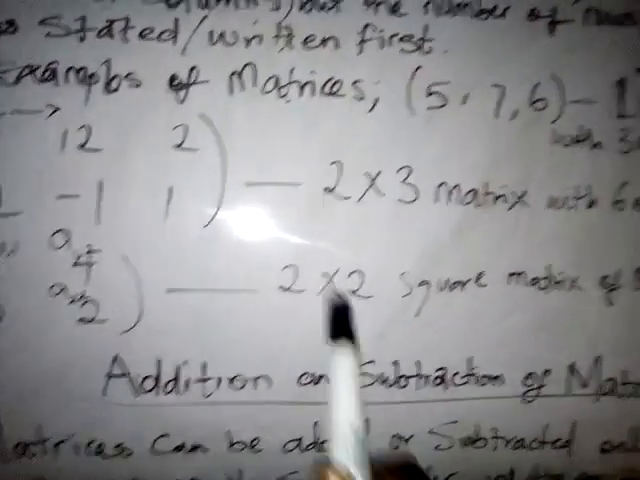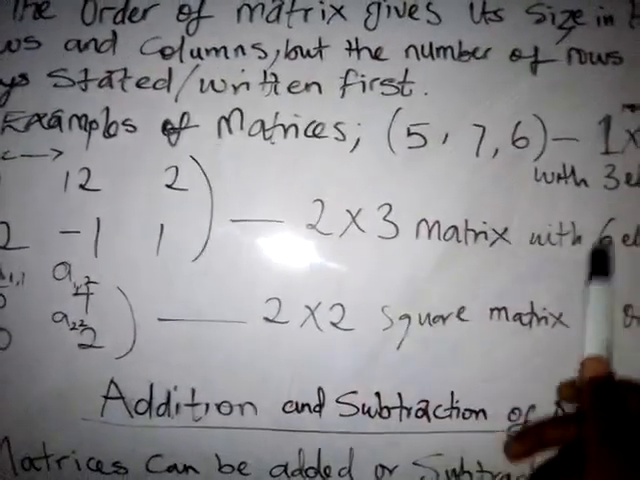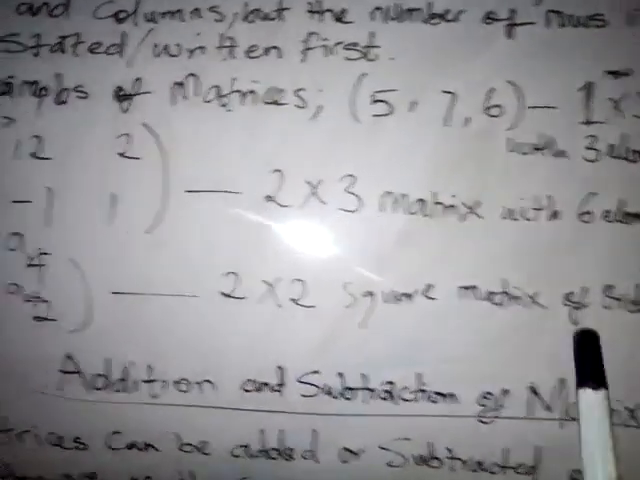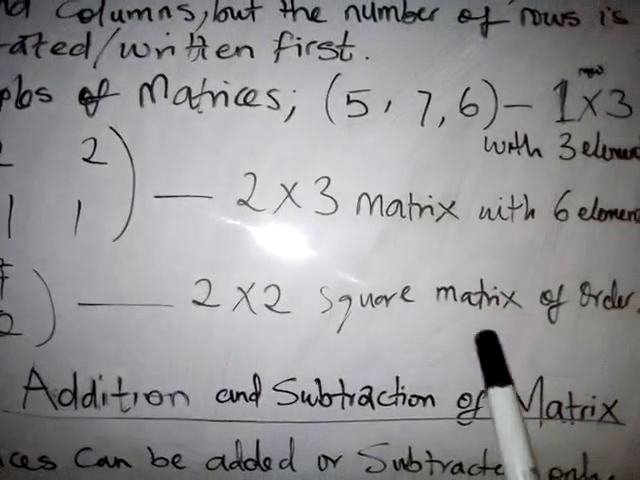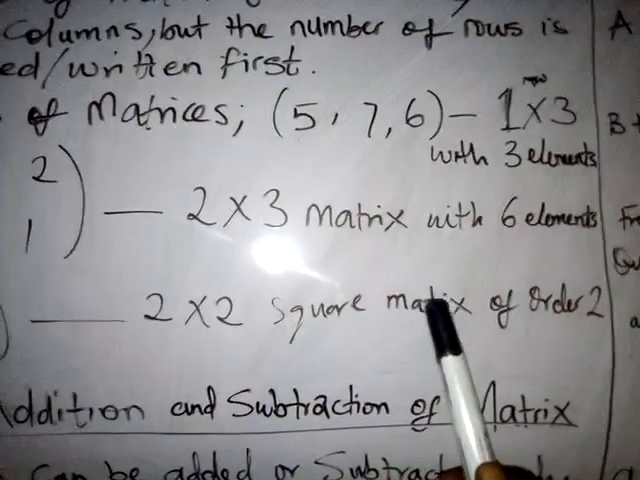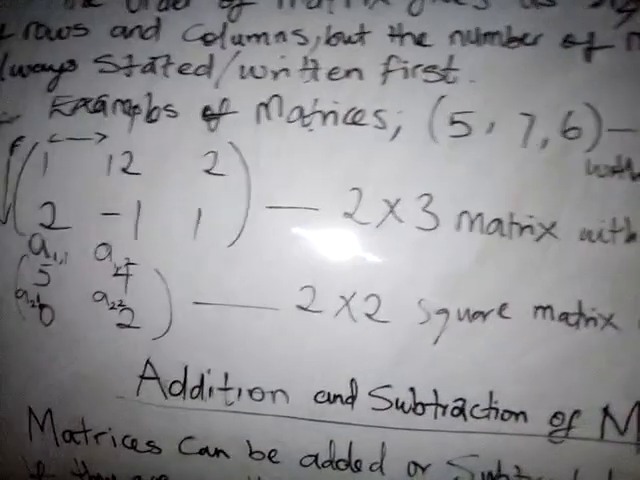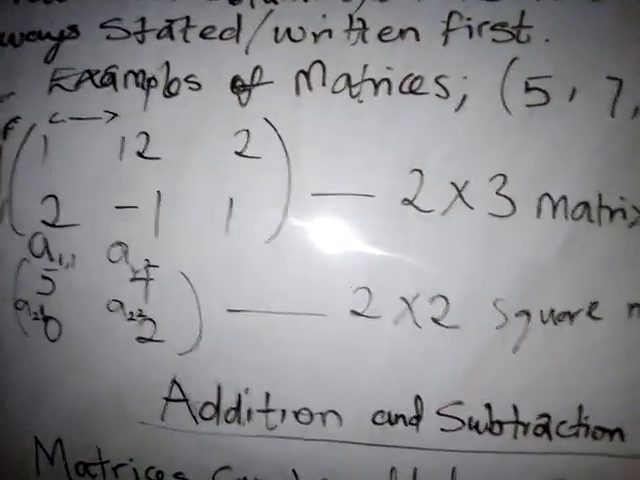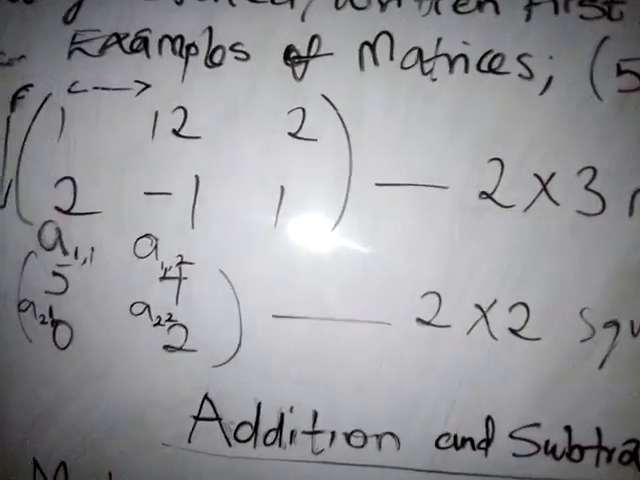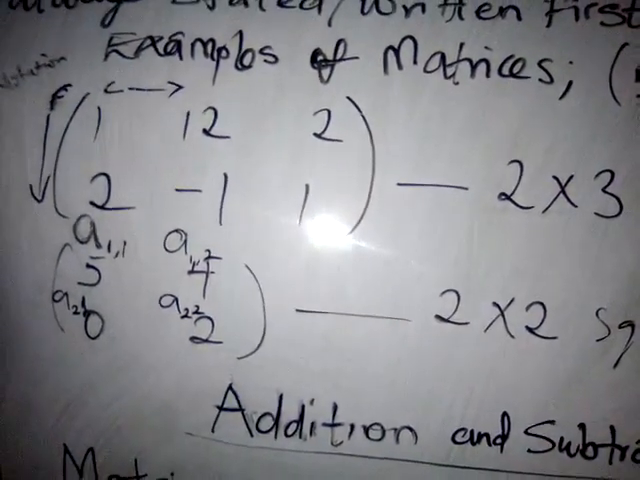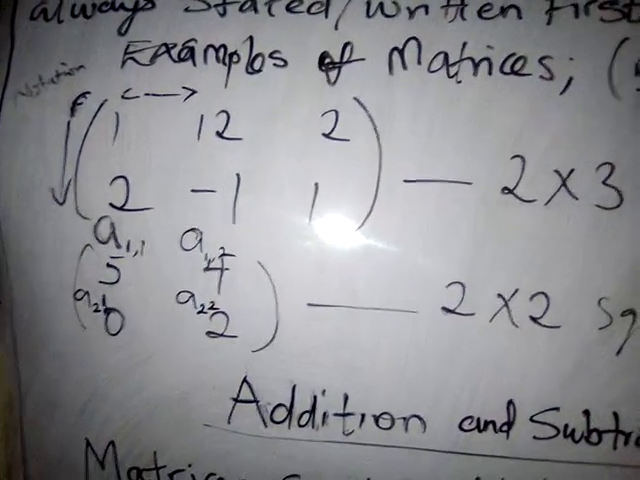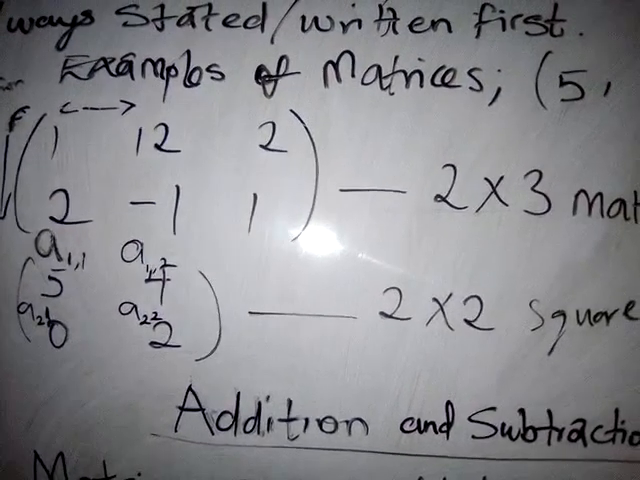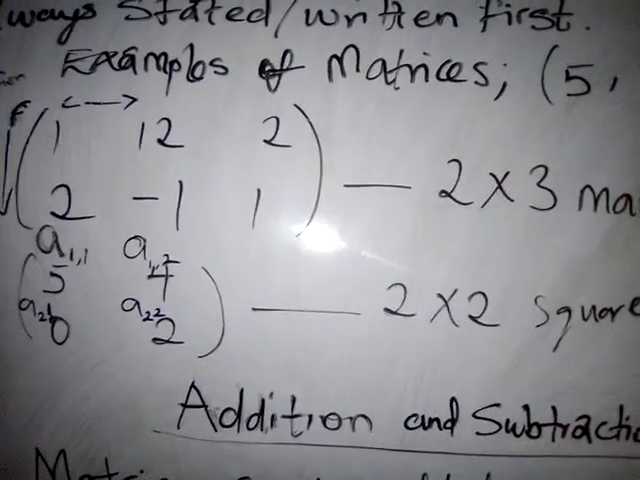But before we go to that, this is simply a 2 by 3 matrix with 6 elements. This is a 2 by 2 matrix with 4 elements. You understand? But this 2 by 2 is also called a square matrix. You understand? The first thing you should know is that we have different types of matrices, or examples of matrices, that are determined by their size.